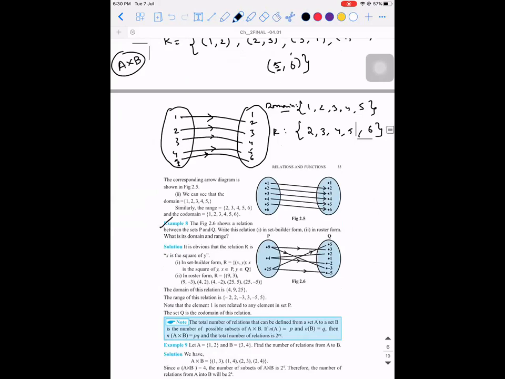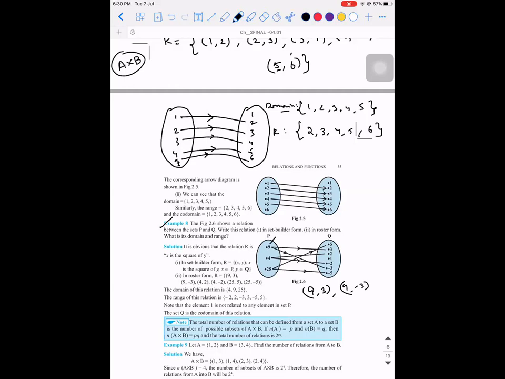Shall we try the next one? Figure 2.6 shows a relation between the sets P and Q. Write this relation in set builder form and in roster form, and give its domain and range. The relation is given like this. 9 is related to 3 and minus 3, so I can write (9, 3) and (9, -3). There are two ordered pairs. Similarly, 4 is related to 2 and minus 2, and 25 is related to 5 and minus 5.